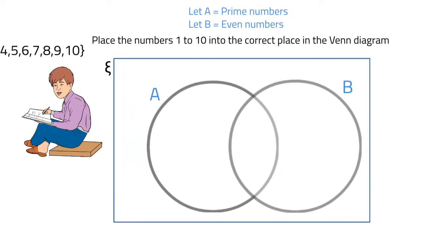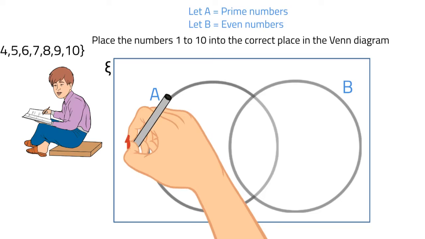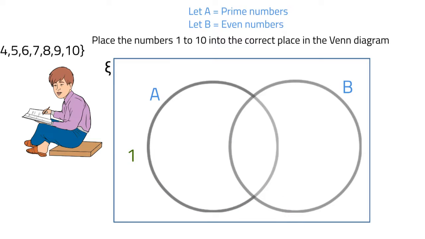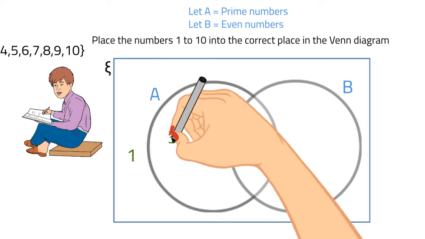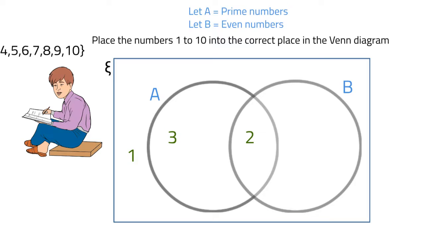Well, the number 1 is not a prime number because it only has one factor, and it is also not an even number, so it needs to go outside the two circles but within the rectangle. The number 2 is a prime number and it is also an even number, so we need to place it in the middle where it is within both circles A and B. Now the number 3 is a prime number but not an even number, so it needs to go in just A. And then the number 4 is an even number but not a prime number, so it needs to go in just B. And we just continue placing the numbers in the correct position until we have placed all the numbers 1 to 10.